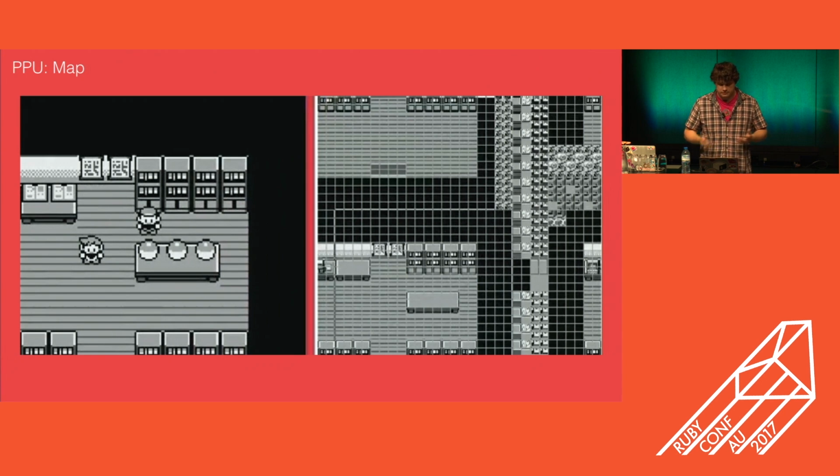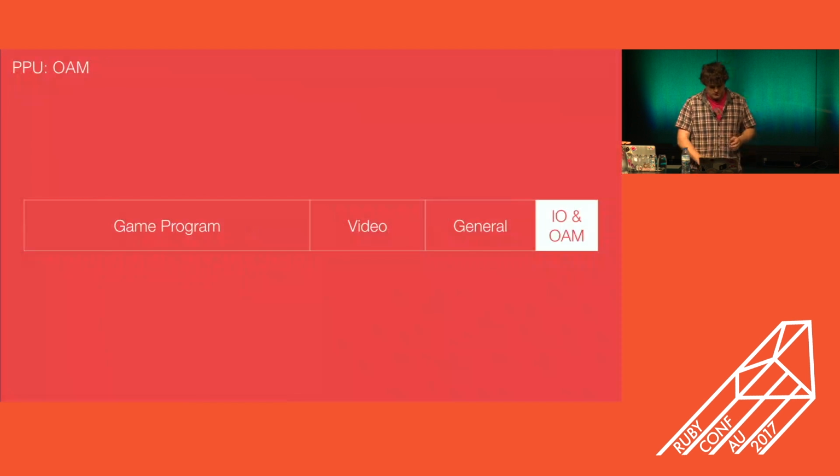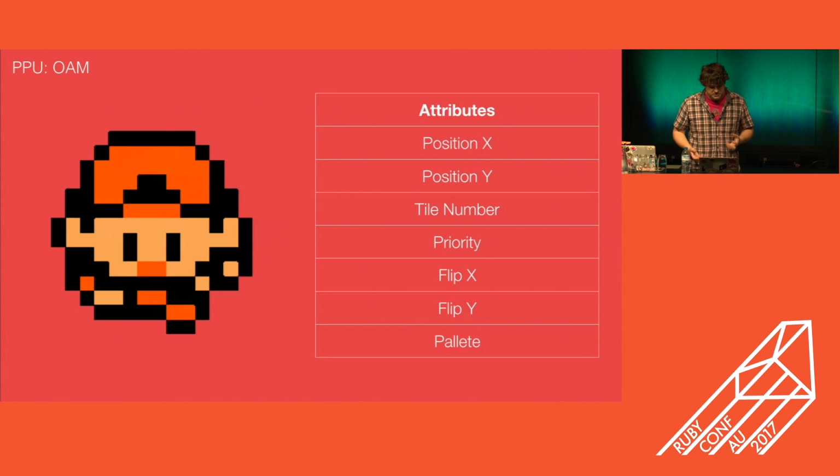Windows work much the same way. Windows have their own map, and it also shares the same tile data with the background. Lastly is the object attribute map. This is the table that tells the Game Boy where you want to show the sprite and what sprite you want to show. The object attribute map lives in the same area as the hardware memory and the I/O. You've got attributes such as position X, position Y, tile number, priority, and flip X, if you want to flip it on the X-axis or the Y-axis.